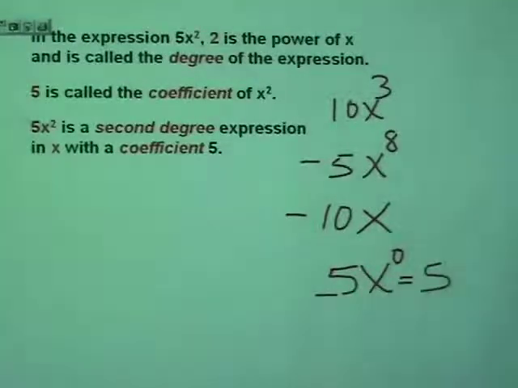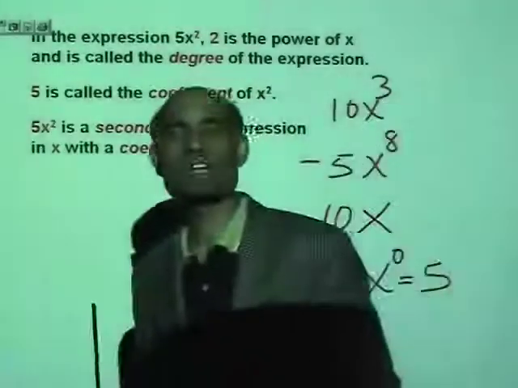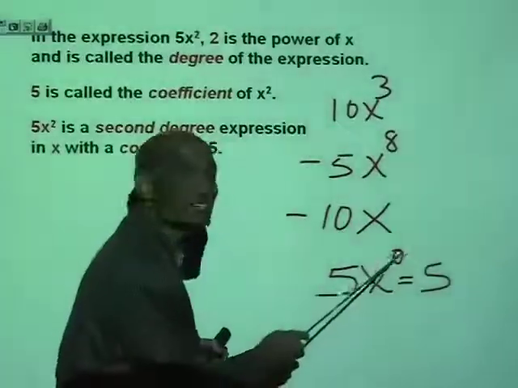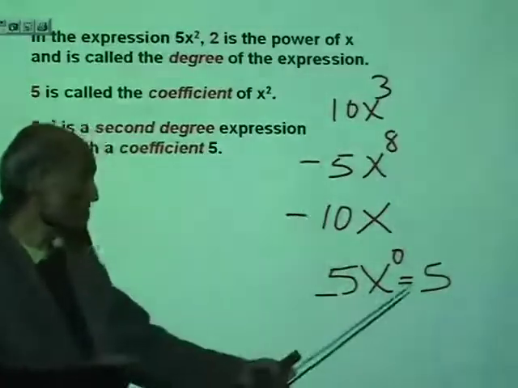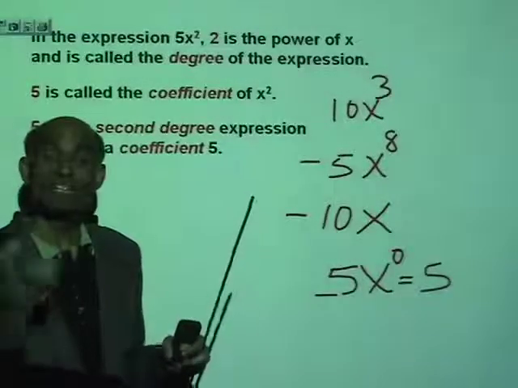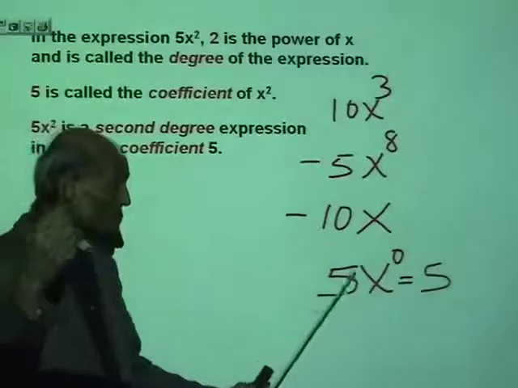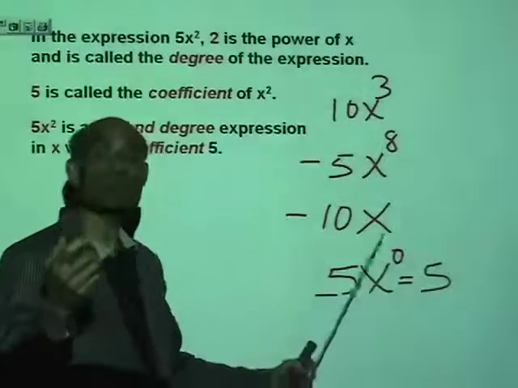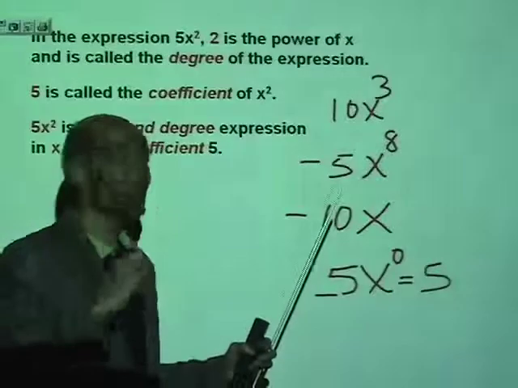Therefore, tell me, what is the degree of this expression 5? Simply a number. What is the degree of that? The degree of that is 0. So, if you simply have a number, its degree is 0. Why? Because I can write it as the number times x to the power 0. Negative 10x, the degree is 1.